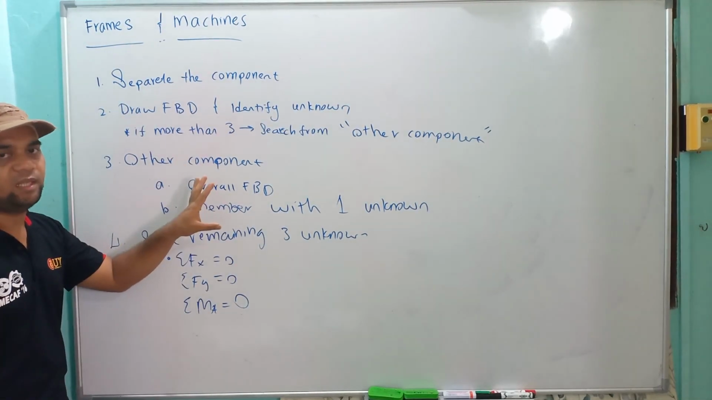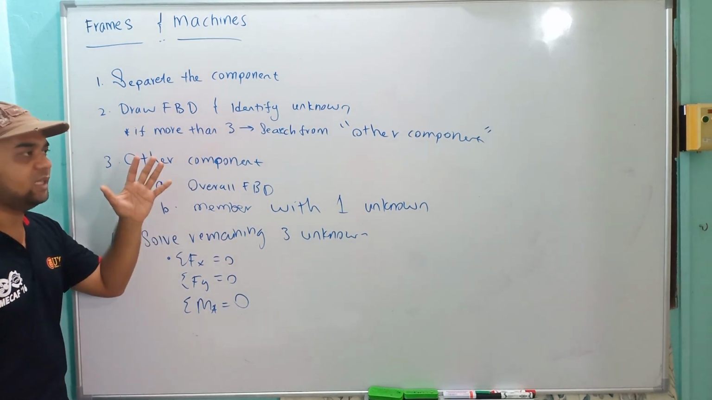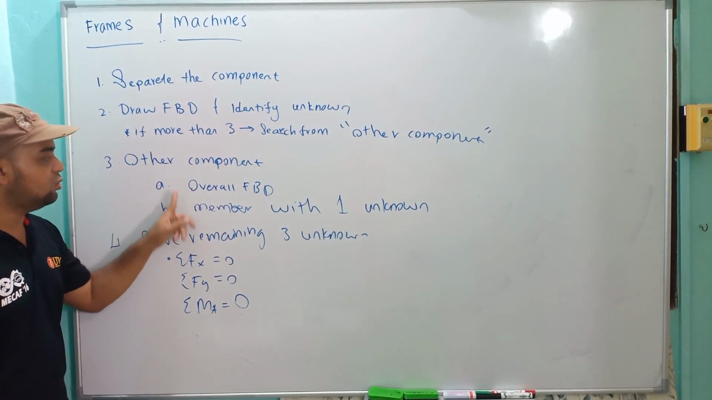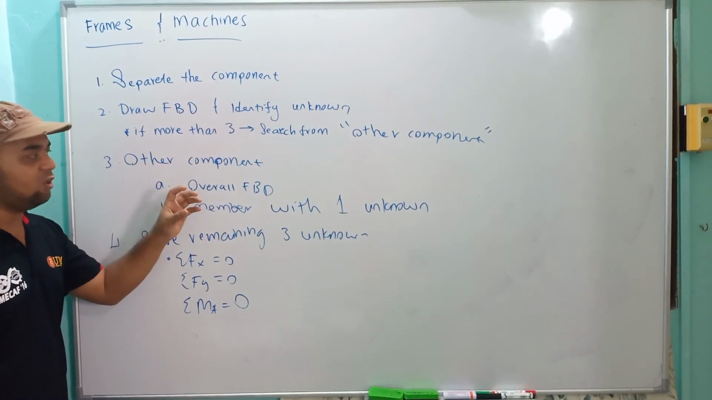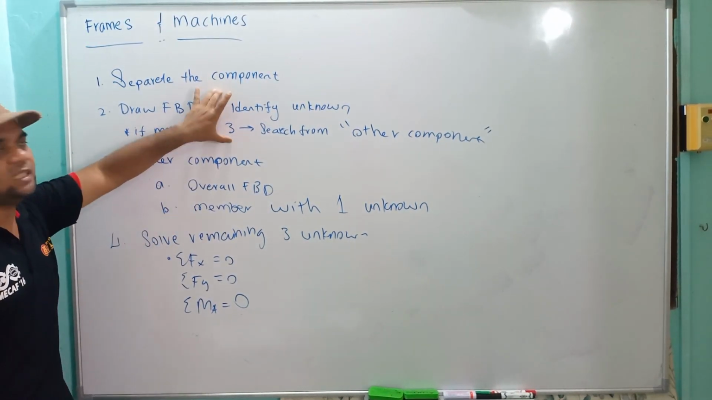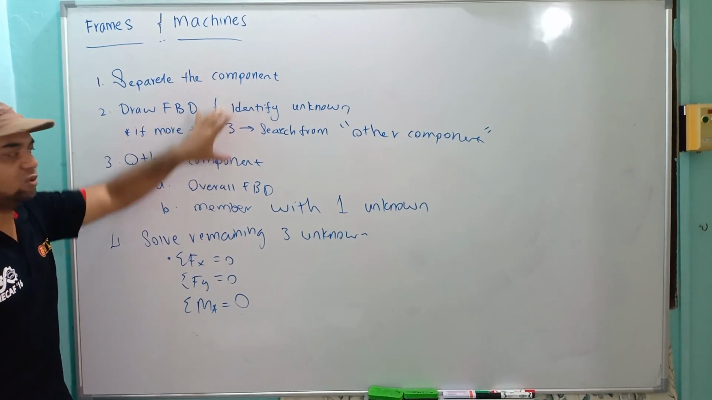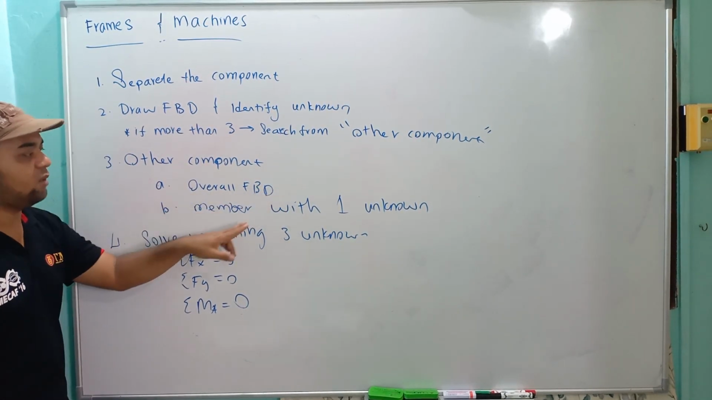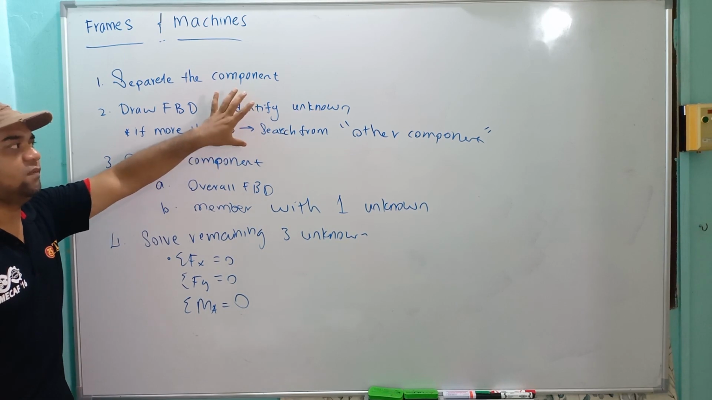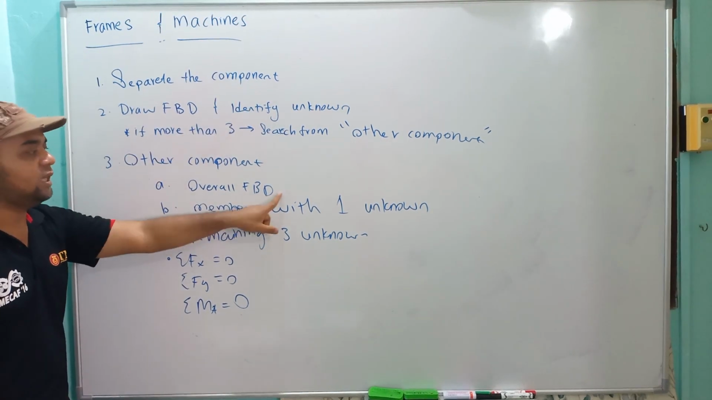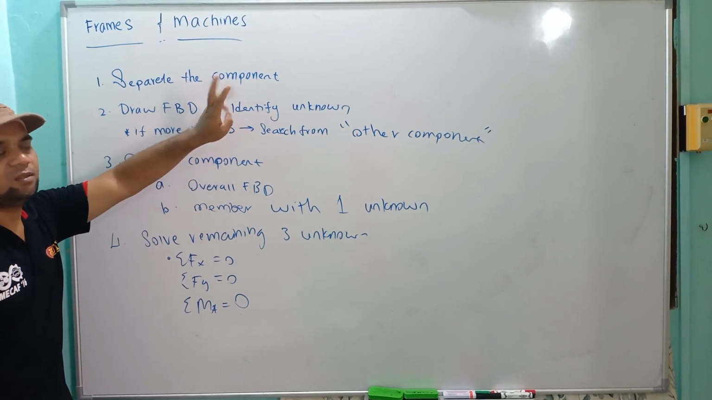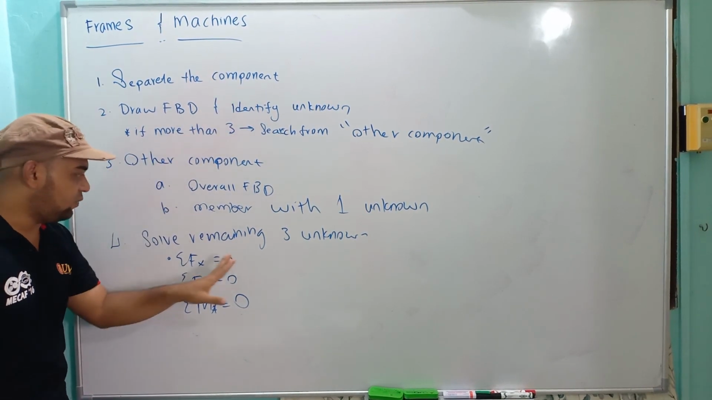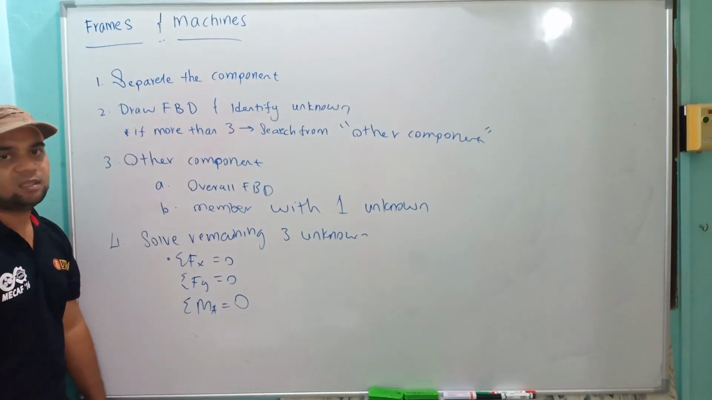You might take a lot of time. So just directly put in your mind, you use these two parts, overall free body diagram or members with one unknown, just to get the unknowns needed in the component that you need to analyze. So maybe you get one from here and one from here, and then, for example, you have 5 here. You get one here and put it here, then your unknowns become 3. Once it becomes 3, you can solve using sigma Fx, sigma Fy, sigma moment.